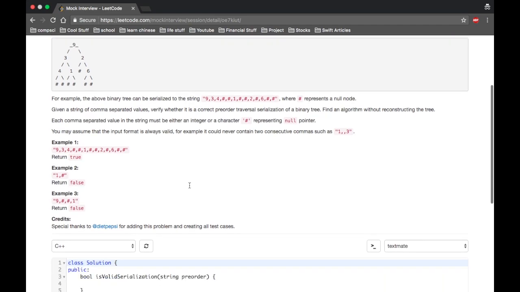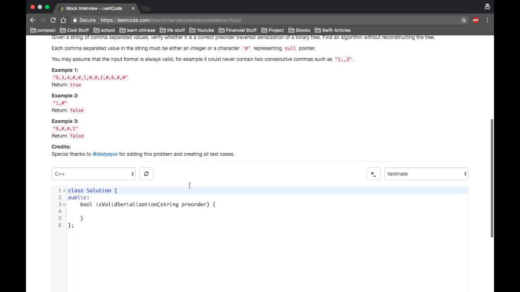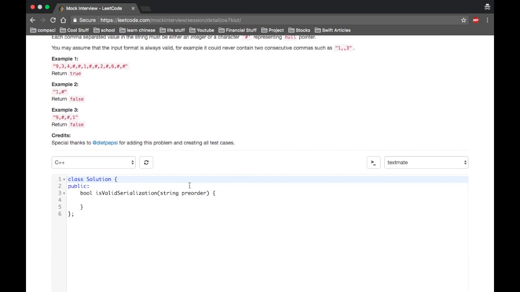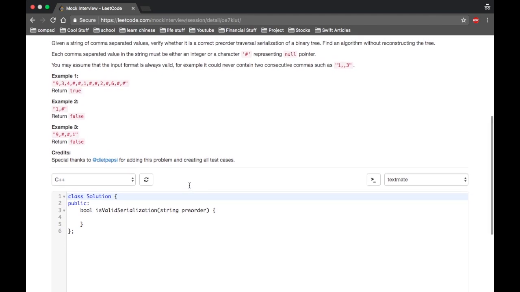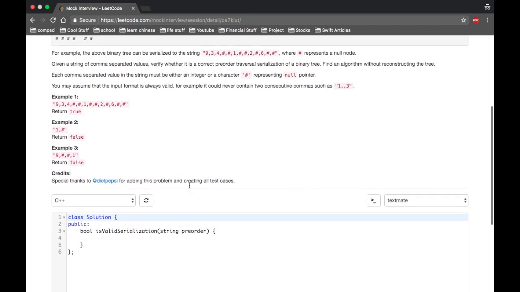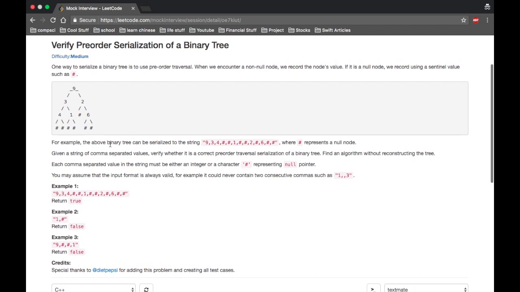Wait, but then it's not asking if the serialization matches a tree. It's just asking if it's valid. Okay, I'm going to read this again. For example, you can verify whether it is a correct preorder traversal serialization of a binary tree.